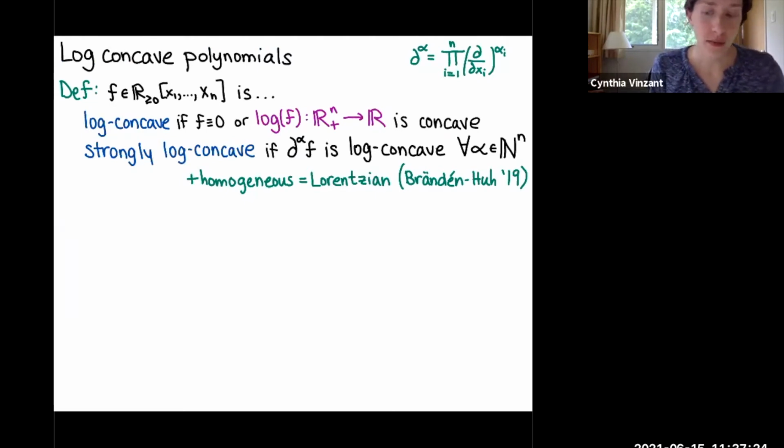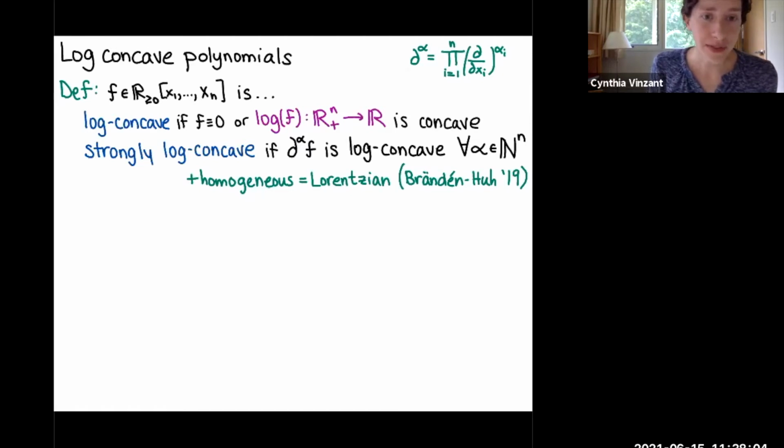So if I have some polynomial with non-negative coefficients, I'm going to say it's log-concave if either it's identically 0 or if log of f is concave as a function on the positive orthant. So literally, its Hessian is negative semi-definite whenever I plug in any point in the positive orthant. And it's strongly log-concave if both f and any of its derivatives have this property, or are log-concave, where here I'm using the shorthand notation for taking any arbitrary derivatives.